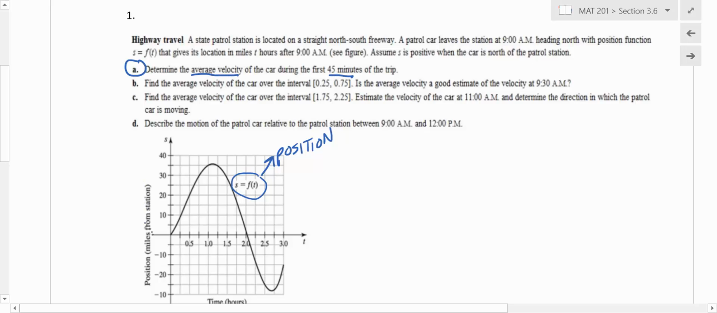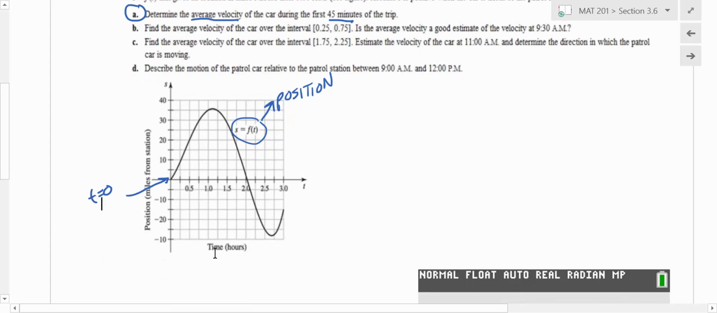Basically right here, that's when t is equal to 0. Then for the first 45 minutes of the trip, we have to look at where that decimal is on here. That's 1 hour right there. So where's 45 minutes? That would be at what number? 0.75, right? 75%, so that would be right there.